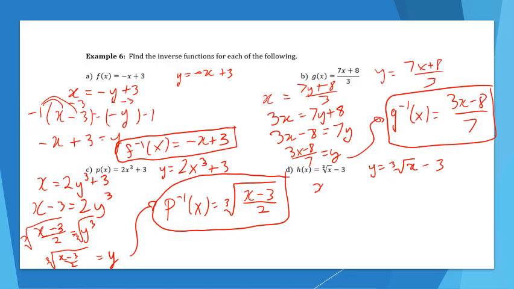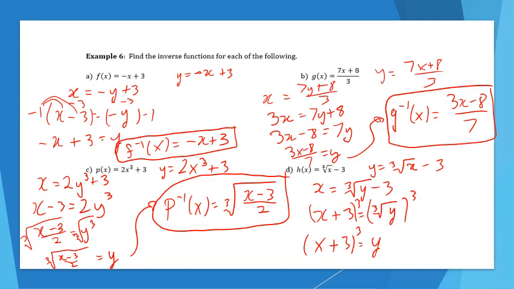For part D, y equals the cube root, that is a 3 there, of x minus 3, swap x and y, and then solve. So I'm going to add 3 to both sides. And now here, to get y by itself, I'm actually going to cube both sides. So this should be y. And then we'll just leave this as x plus 3 cubed. I know you guys all know how to expand that out with the binomial theorem, but we'll save that for another day. And then write the proper notation. So this should be inverse of h of x equals x plus 3 cubed. And that should be our inverse for D.